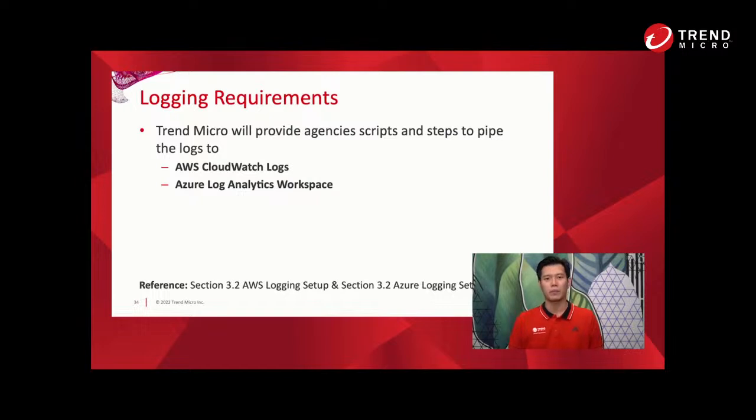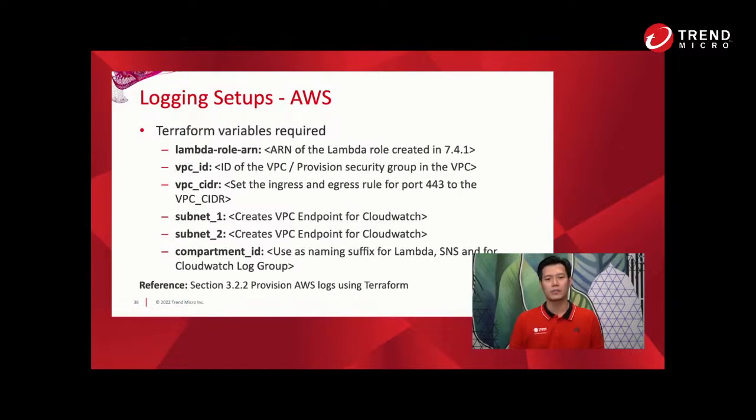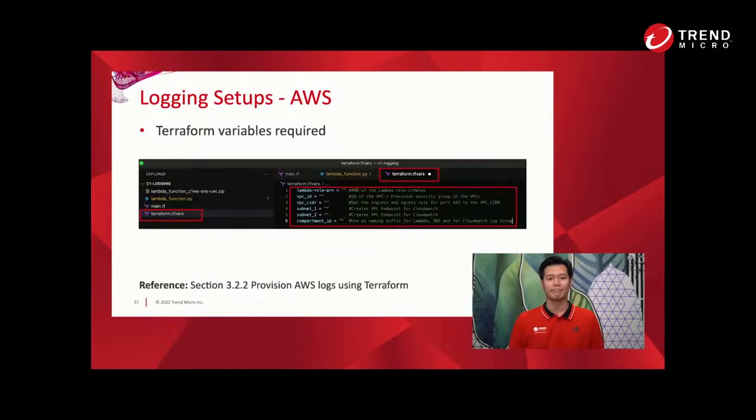So the scripts will be provided to the customer, both for AWS as well as Azure. These are the variables that we will be covering in the scripts. And these are the details for each variable. Of course, you can refer for more details in the onboarding guide, section 3.22.